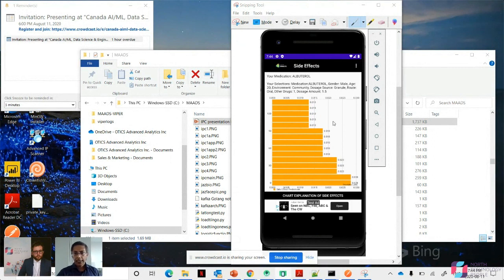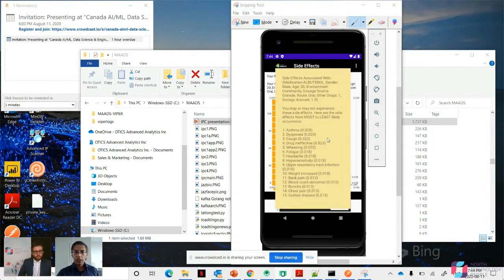So again, these are the likely side effects that you may experience for albuterol, which is for asthma: dyspnea, cough, drug is likely ineffective for some people, wheezing, fatigue, headaches. So you get the point. Again, using AI and machine learning to really empower people with information. And I think this is one of many examples that healthcare could really use to improve our health and well-being. And of course, all of us can improve our health and well-being in these times.